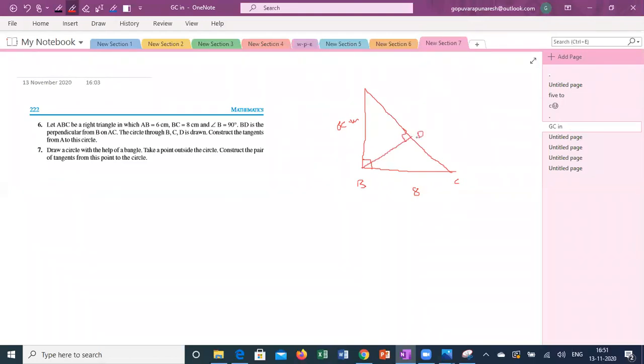This is D. Construct the tangents to the circle through BCD. So we have to draw a circle which is passing through B, C, D. Then construct the tangents from A. Take the center, join here, bisect, and draw the circle with this center. So these are the tangents.